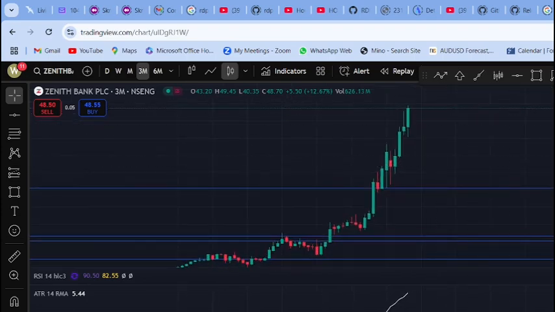At the level where it is now, just allow it to keep going up. If you have it, hold it. That's what it means, but it's not for fresh buyers.